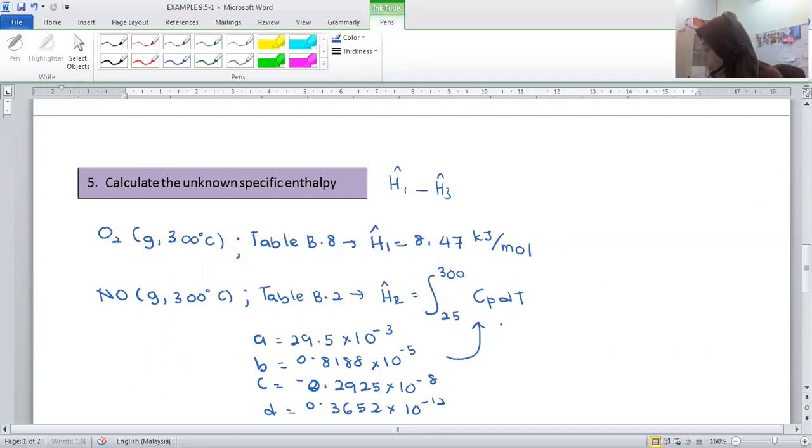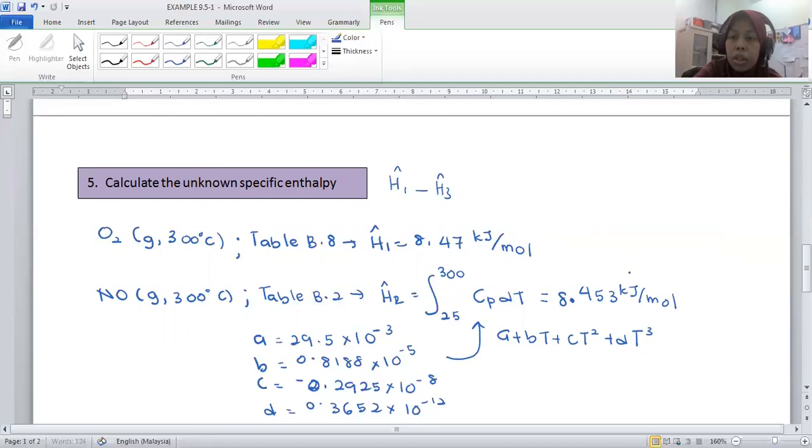It's at the top of the table for the Cp data. A plus BT plus CT to the power of 2 plus DT to the power of 3. So you take the first equation, right, and then do the integration. Or it's easier for you to just directly use your calculator to do the calculation. Then you get the enthalpy for NO is 8.453 kilojoule per mole. Fine.